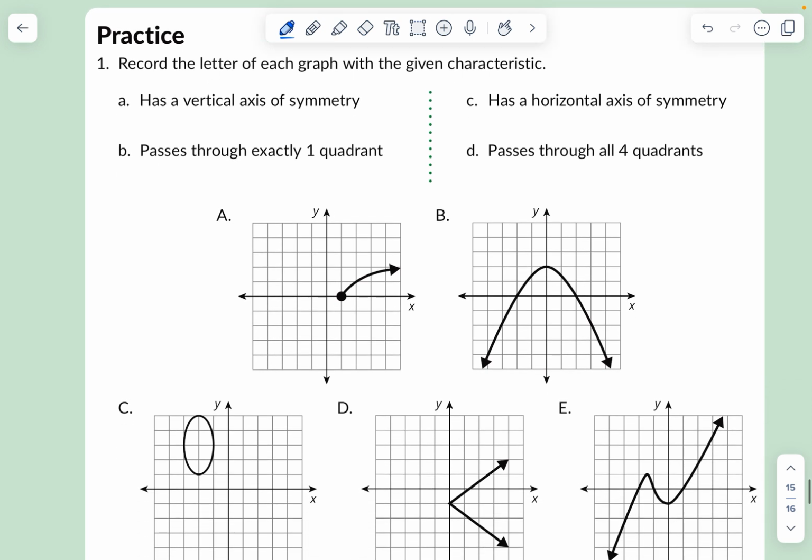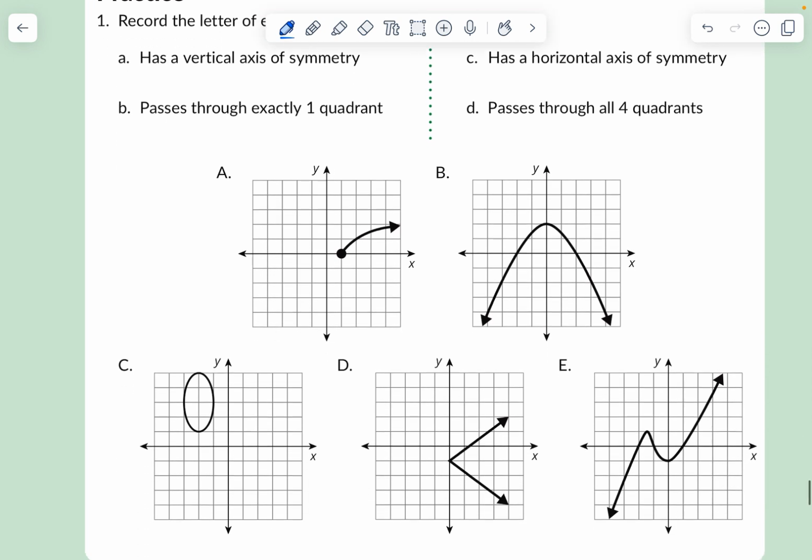Here is my activity. Record the letter of each graph with the given characteristic. So, has a vertical axis of symmetry. I'm going to draw a vertical line, sort of a vertical line, not great. And I'm going to move it on each one of these and see, does it have a vertical axis of symmetry? This one, does it look the same on both sides? No. This one, does it look the same on both sides? Yes. So B has a vertical axis of symmetry, as does C. D doesn't, not vertical, and E doesn't. So the only ones I saw were B and C. So I'm going to write that down, B and C.